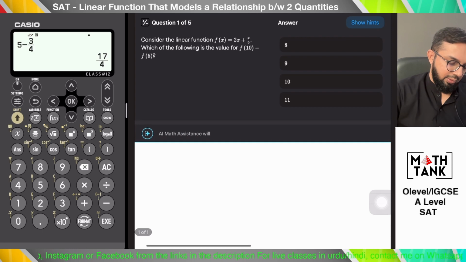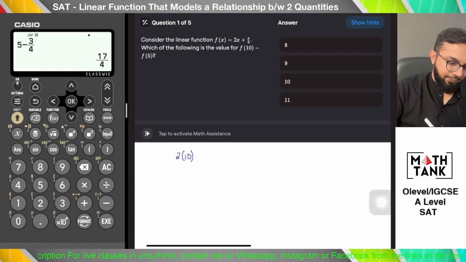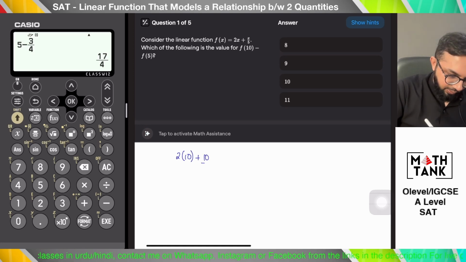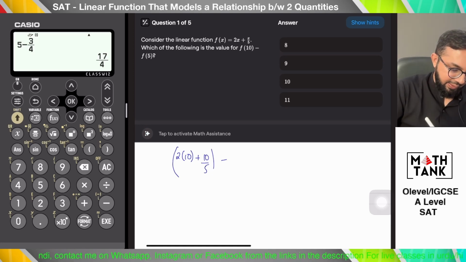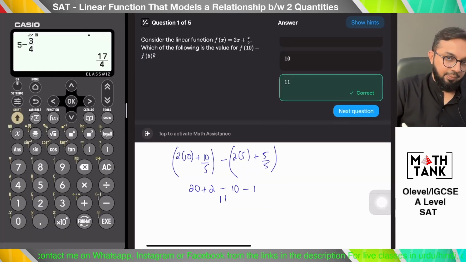Consider the function this, which of the following is the value of f of 10 minus f of 5. So 2 times 10 plus 10 over 5 minus 2 times 5 plus 5 over 5. So 20 plus 2 minus 10 minus 1. So 22 minus 11 is 11.